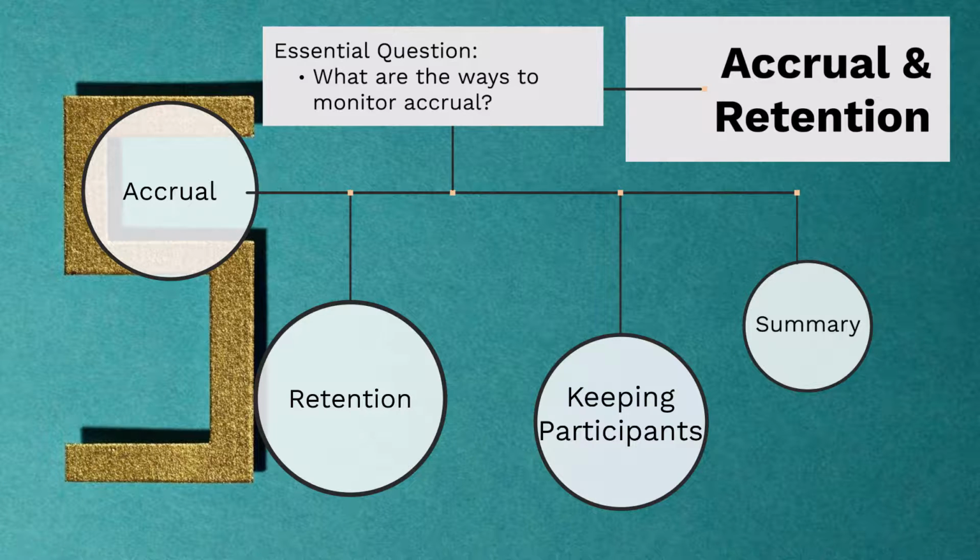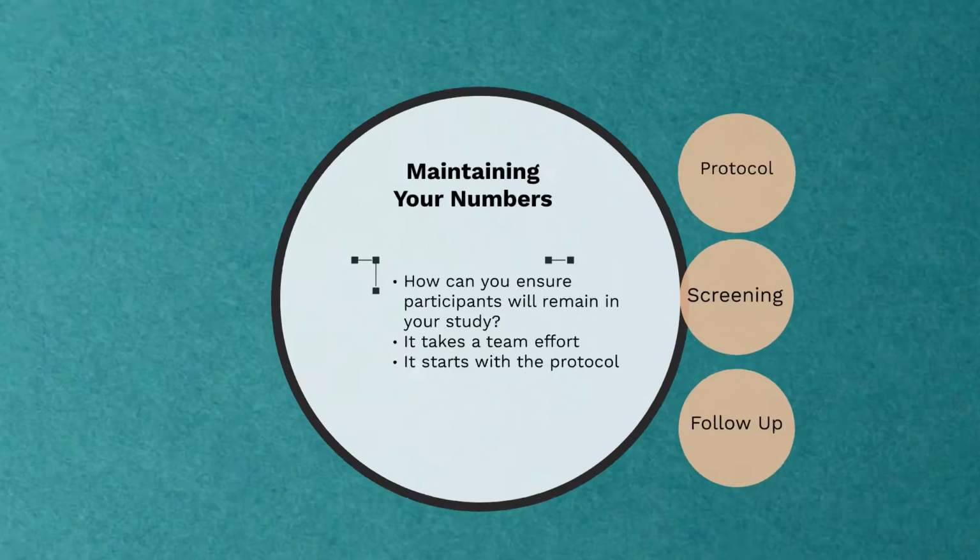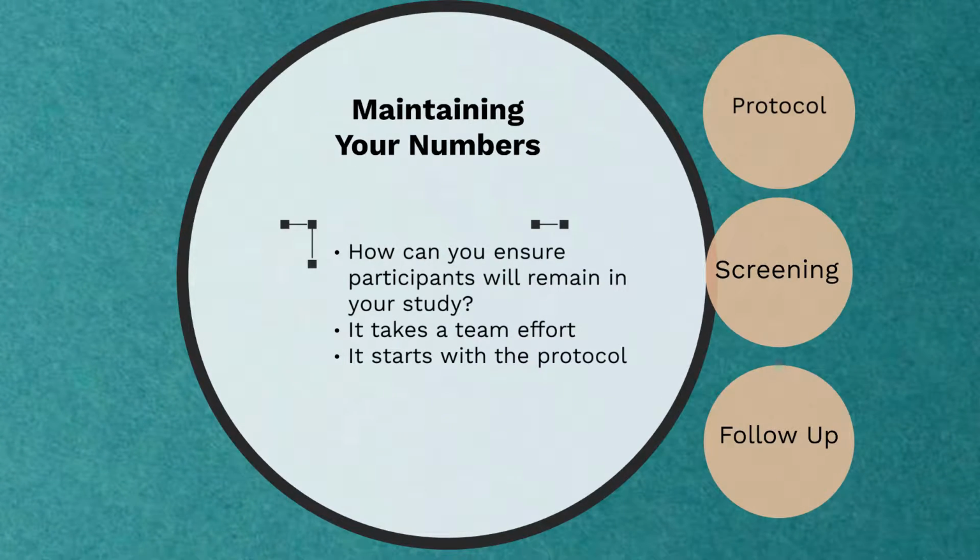So once you have accrued or randomized people and you're following the retention and attrition, what is the best way to think about keeping the participants in the trial? The ultimate goal is to have people cross that finish line. At the very least, you want to have a pre and post measure for every participant. So how can you ensure they will remain in your study?